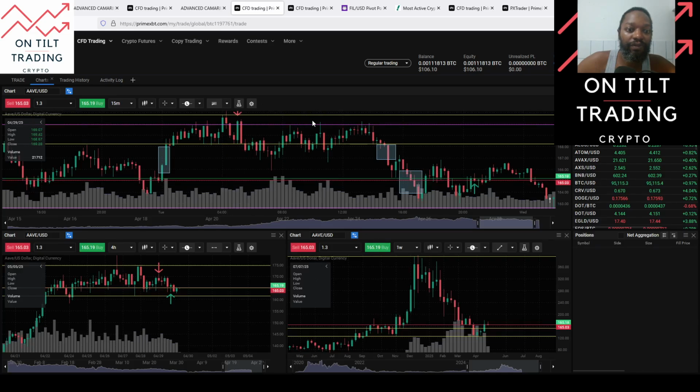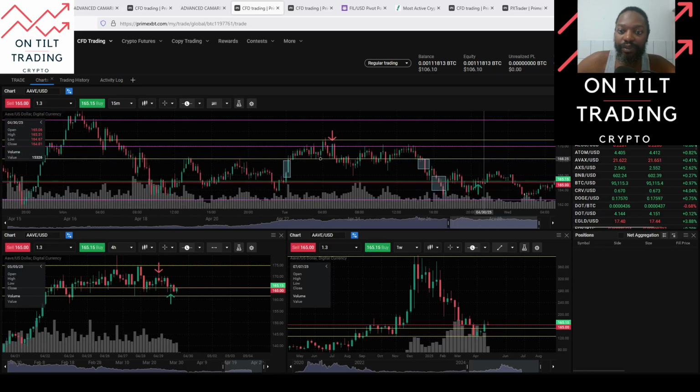Now we'll remove the Fibonacci tool. So with these pullbacks, and then you can see we get the sell-off here. But the target for this trade idea is down here at the S3 level.